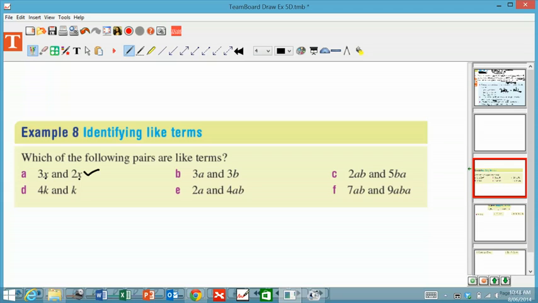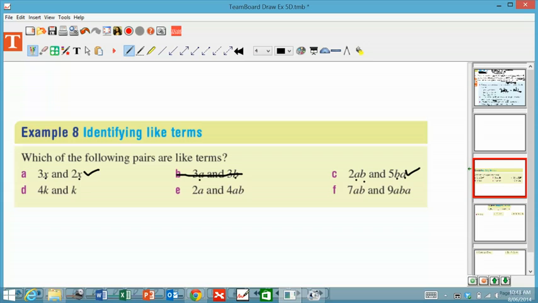Okay, welcome back. Please just do it because it's really important. Don't just keep playing the videos. Are 3A and 3B like terms? They've got different letters, so hopefully you said no, they are not like terms. C, 2A and B, 5B and A. They've both got an A, they've both got a B, so yes, that is a like term.